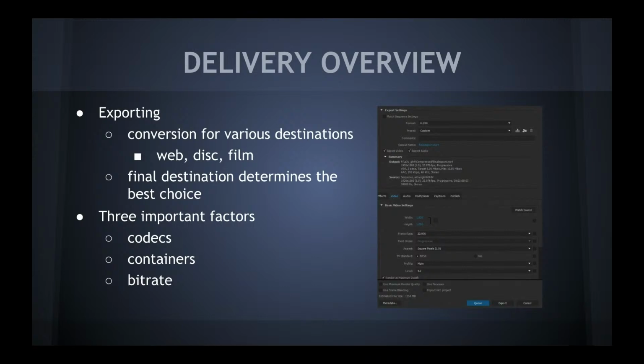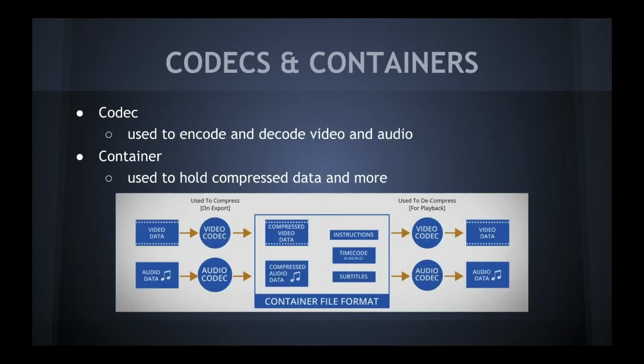There are three important factors: codec, containers, and bitrate. Codecs are used to encode and decode video and audio. Containers are used to hold and compress data, and more. Hey, screen grab this page if you can, because this little graphic helps me every time I have to think about what is a codec and what is a container. It's really easy to see in this diagram.